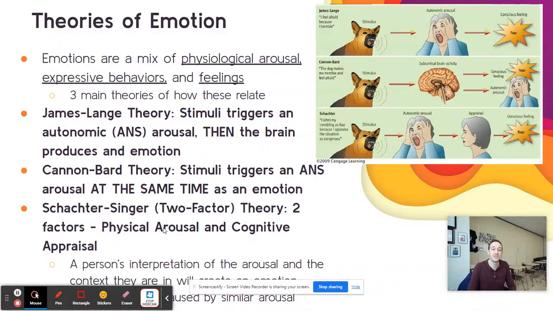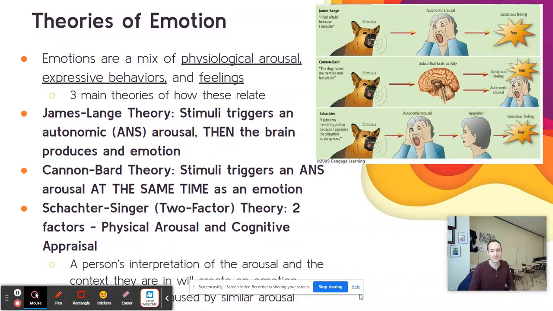Okay, then the last one, Schachter-Singer. Schachter-Singer is also known as the two-factor theory of emotion. This basically argues that it's too simplistic to just say this triggers that automatically. They say you need a second step in which your brain does a process called appraisal, cognitive appraisal, in which you think through and interpret what's going on.